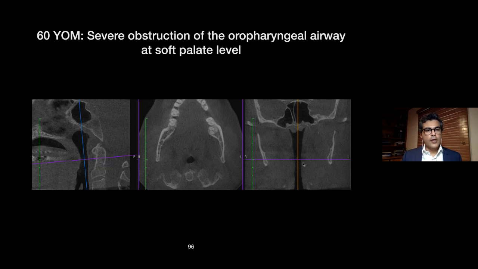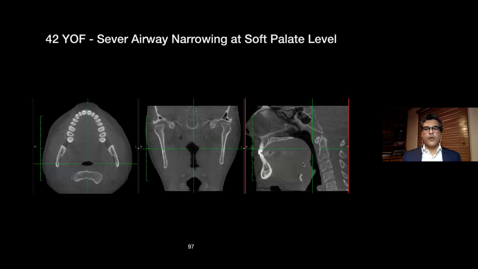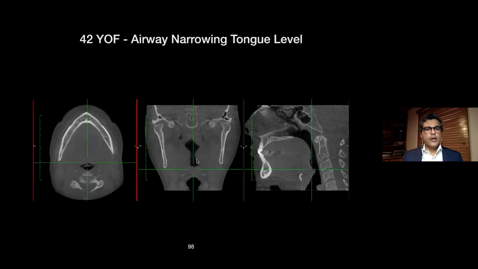42-year-old female, again, severe airway narrowing at soft palate level. And one of the structures obstructing is the enlarged palatine tonsils. So as you can see, they are protruding and causing airway narrowing. I think this is my last slide.